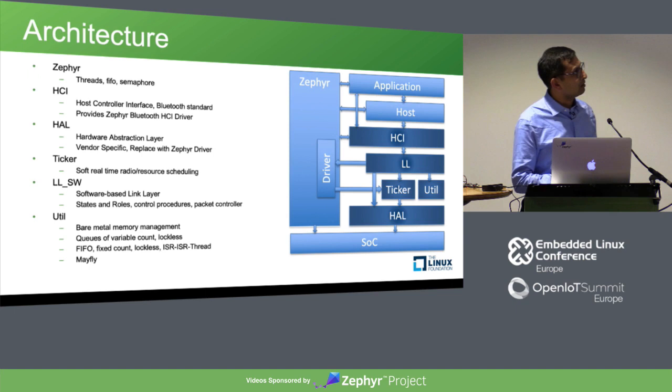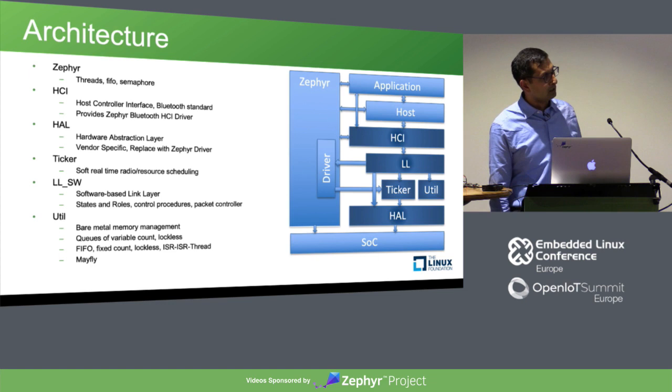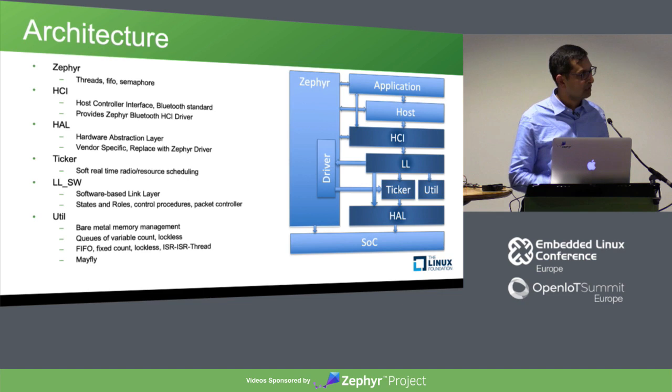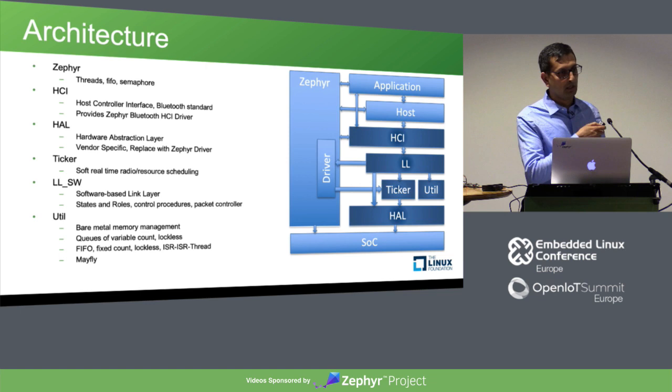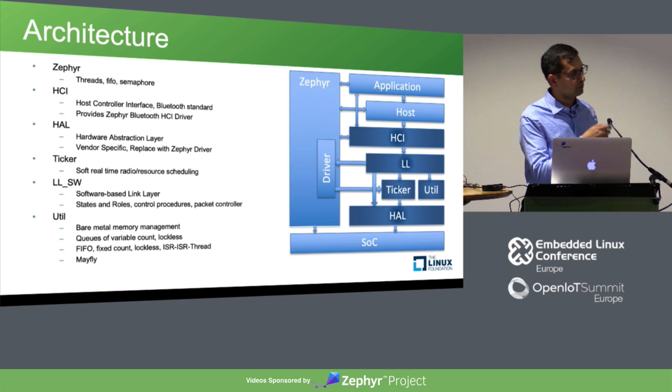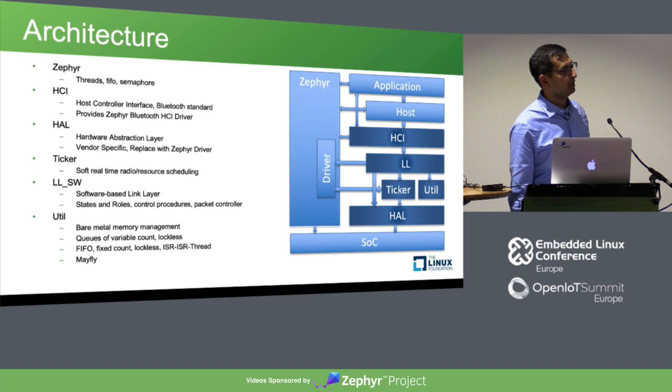Okay, how does the architecture of the controller look? At the bottom you have the SoC. There is a barebone hardware abstraction layer. Earlier in 2016, most of the hardware in the SoC was accessed using the hardware abstraction layer, but the goal is to remove it and use native Zephyr drivers from the controller code. Above the hardware abstraction layer, we have something called a ticker, which is responsible for the periodic scheduling of the advertiser, scanner and the connection roles.